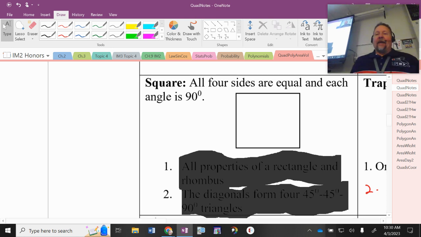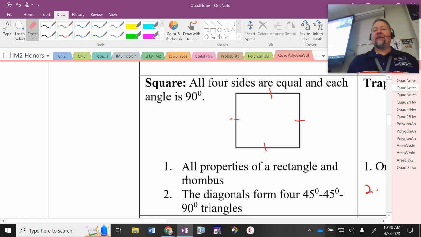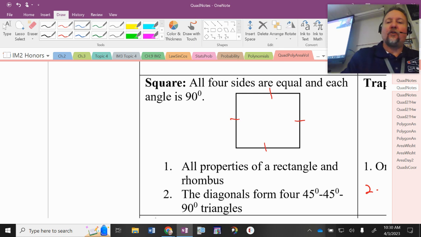Okay, and then we got a square. All right, all 4 sides are equal and 90 degrees. So we know that. You know what, though? I'm not even going to put those, because here's what's special about this: all properties of a rectangle and a rhombus. So I really didn't have to put those 4 equal sides. Here's what you really want to draw, the new special thing.